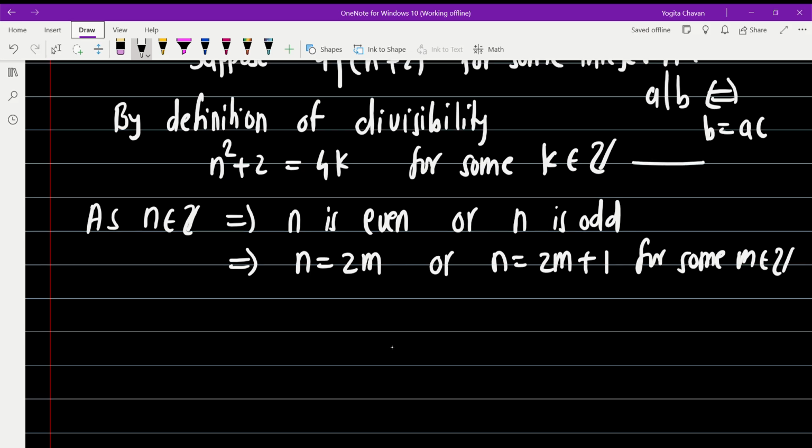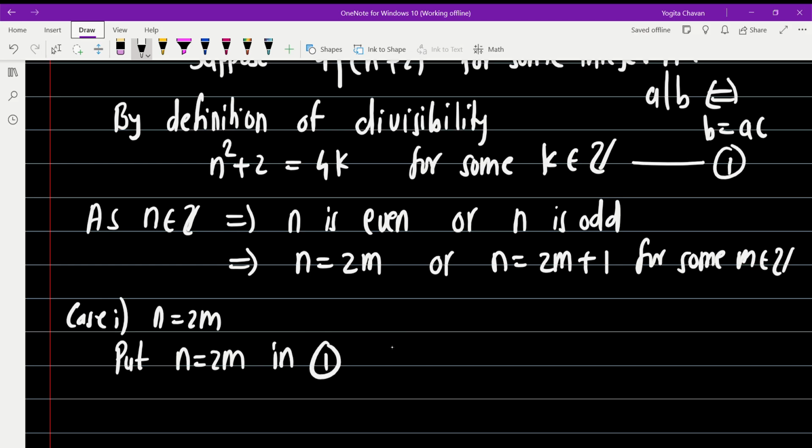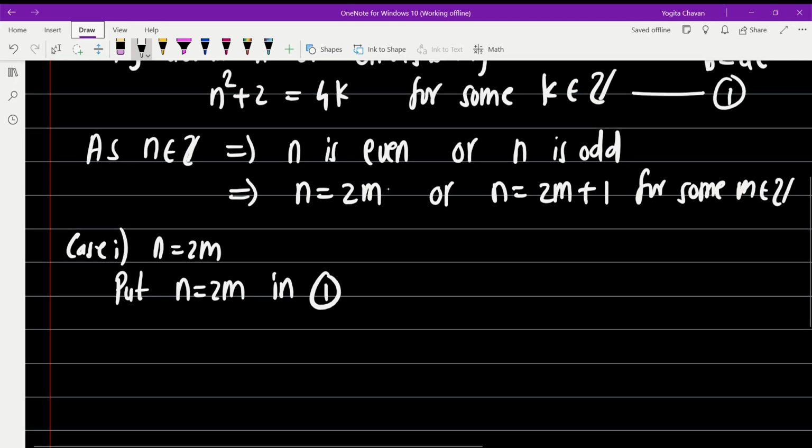Suppose this is equation number 1: n square plus 2 is equal to 4k. This is equation number 1. So here we have two cases. Case 1, अगर n even रहा तो, that is if n is equal to 2 into m, this form में अगर n रहा तो, now put n is equal to 2m in 1. ये जो इक्वेशन 1 है इसमें n is equal to 2m सब्स्टिट्यूट करेंगे हम.